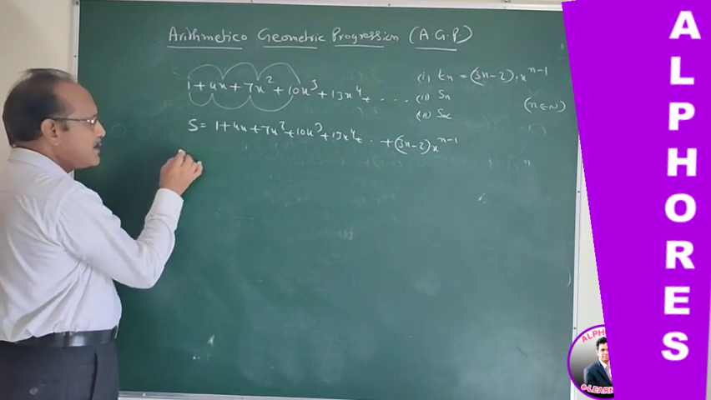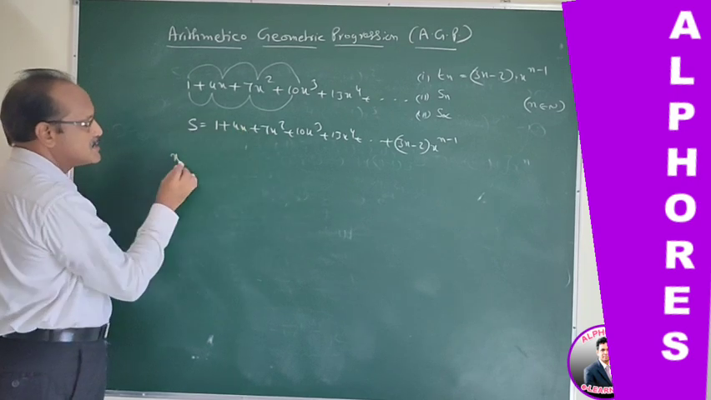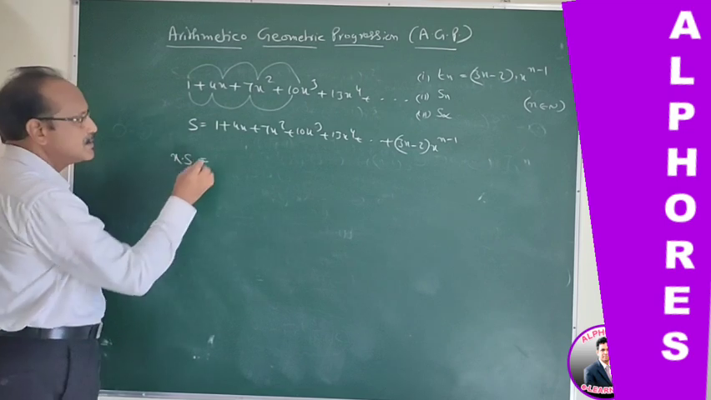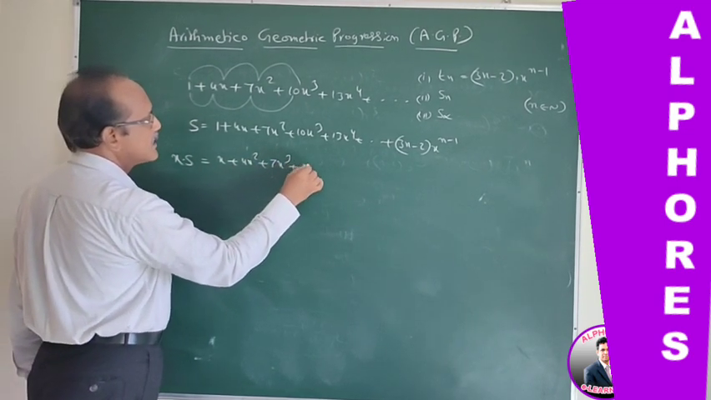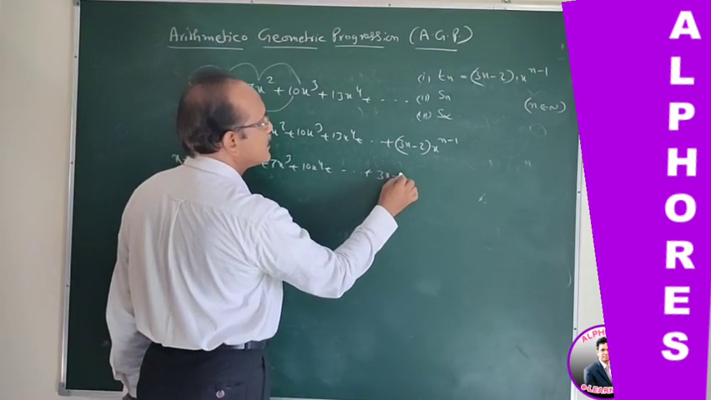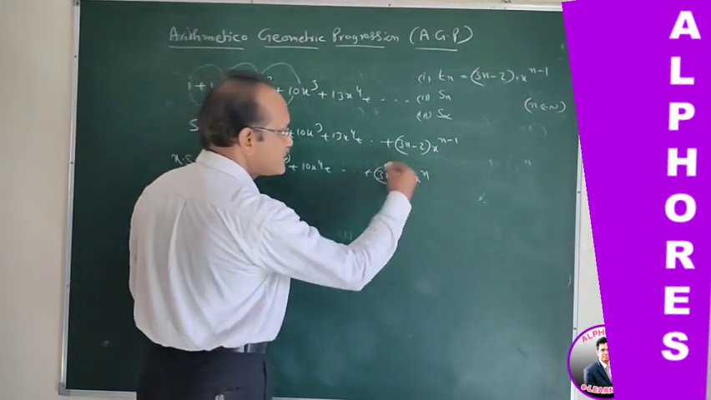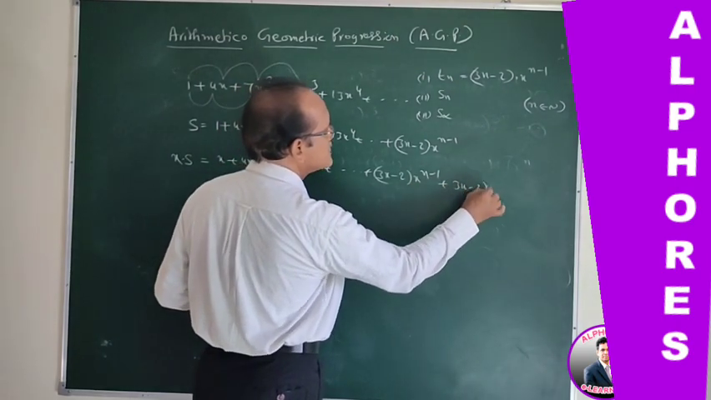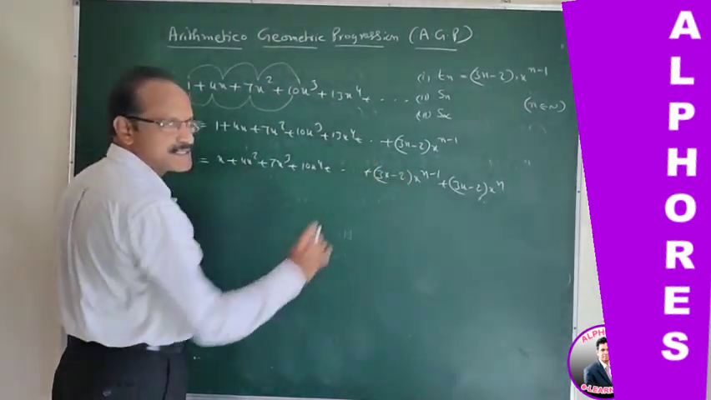Now multiply by the common ratio of the GP of the series, that is x, on both sides. So x into S is x plus 4x square plus 7x cube plus 10x power 4 plus so on. The last term is 3n minus 2 into x power n, after multiplying by x on both sides. Its previous term is 3n minus 2 into x power n minus 1.